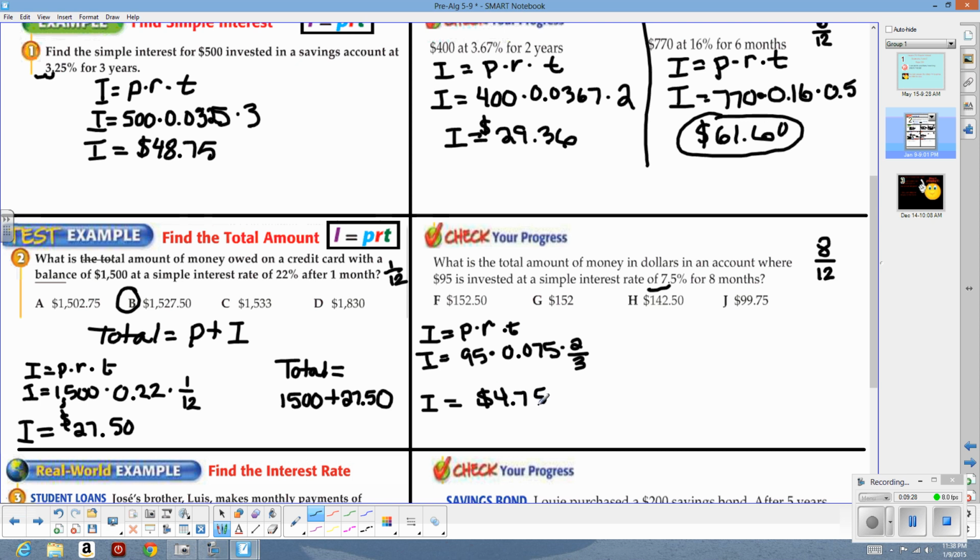So now if I want to find the total in the account, it's not just going to be $4.75. The total is going to be the $95 that was put in there plus $4.75. So that's going to be choice J.